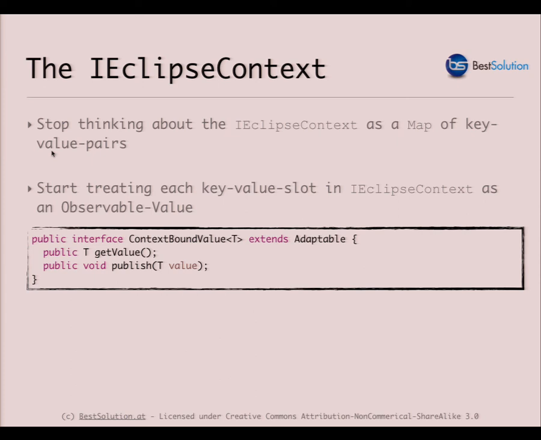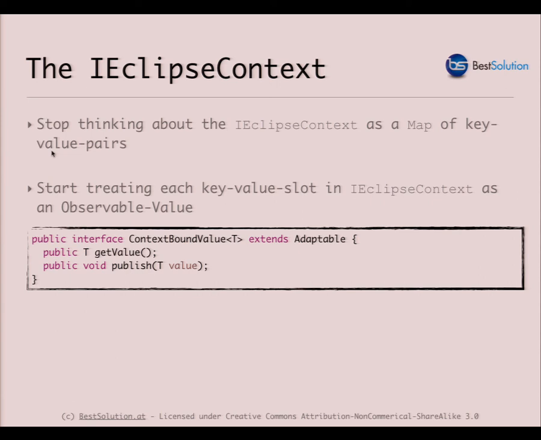And if you start thinking about that, you can abstract all this stuff, and instead of getting the IEclipseContext for publishing, you can come up with a context-bound value interface that allows you to retrieve the value and to publish the value. From the dependency on the core part of the Eclipse dependency injection container, you got to this interface, simply by doing the mental shift of treating a slot in the IEclipseContext as a key value pair.